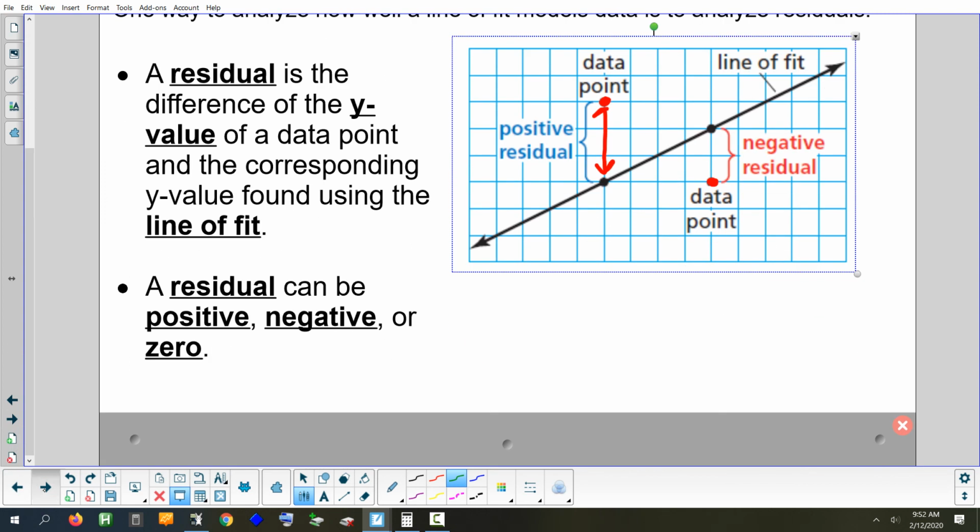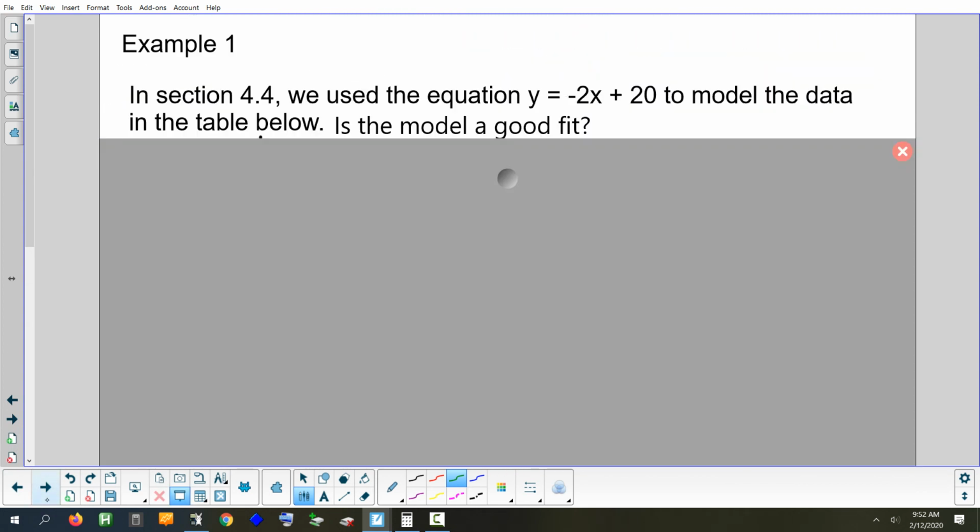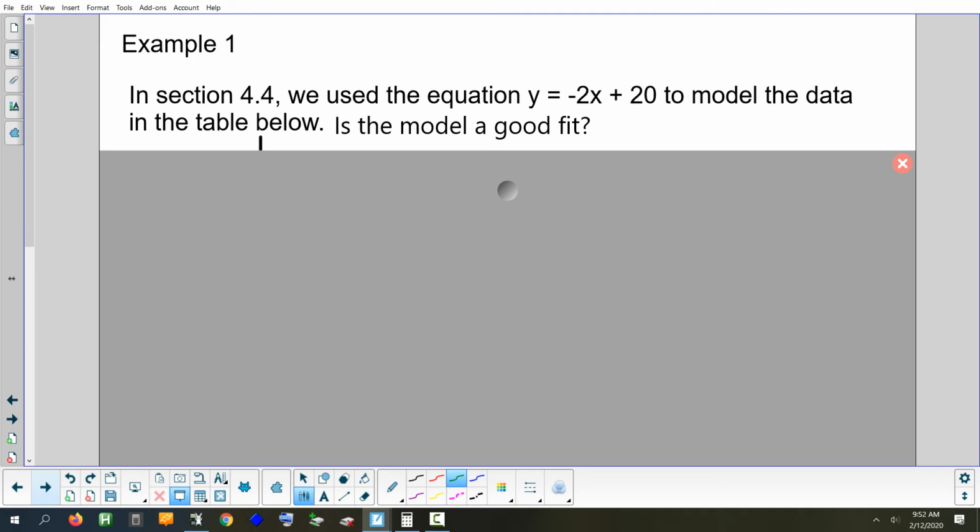Okay, so let's try an example. So this is y equals negative 2x plus 20. That's something that we found in the last section. You don't have to worry how to find it again. They're always going to give you this in the problem. That is your model.